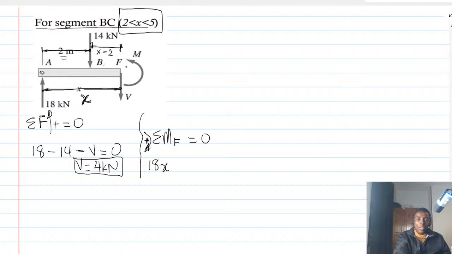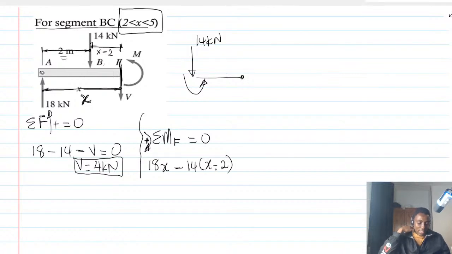All right. So for the 14 kilonewton force, it's going to be counterclockwise. Why? Because we are taking moment about this section. So it's like this. You have something like this, and the 14 kilonewton is coming like this. So it's going to cause the moment to turn it in that sense, which is what? Counterclockwise. So minus 14(x minus 2). Please, you have to take notice of this, right? Once you interchange it, that is the end of you. So you need to be very careful about that. All right.